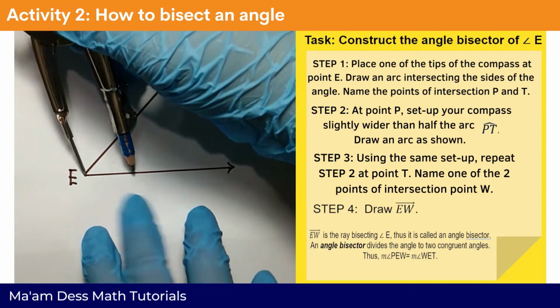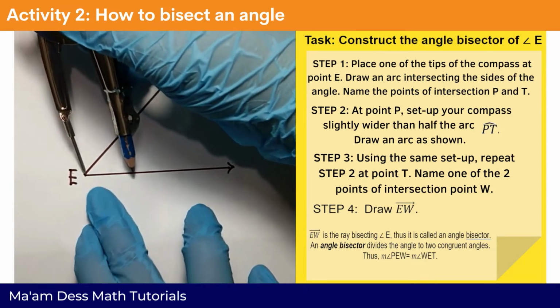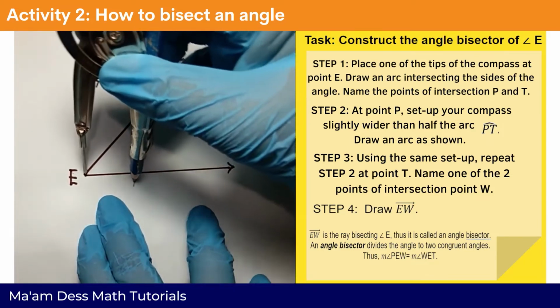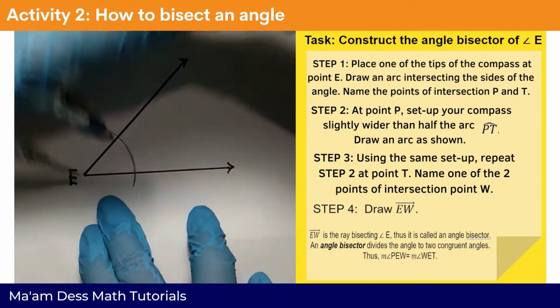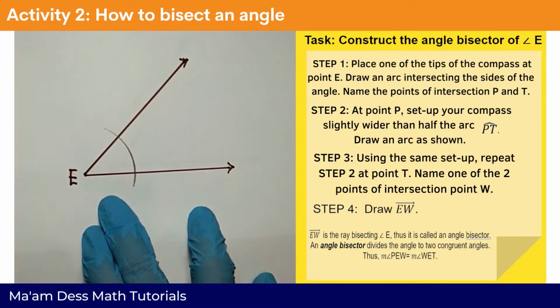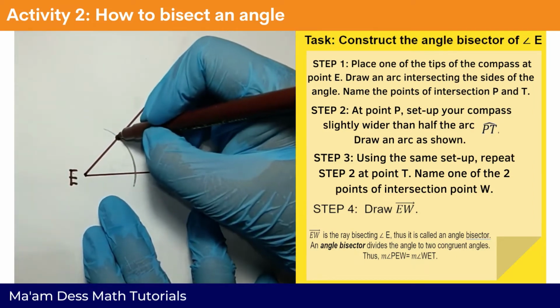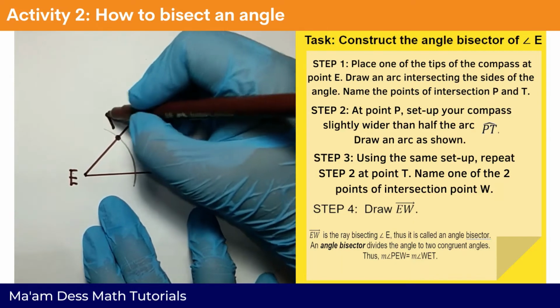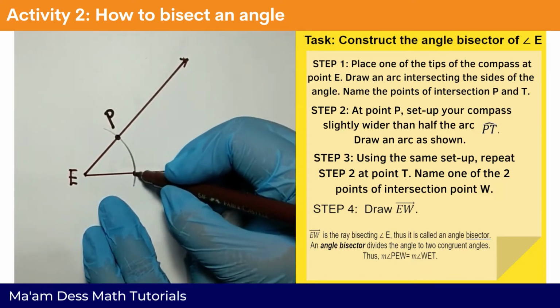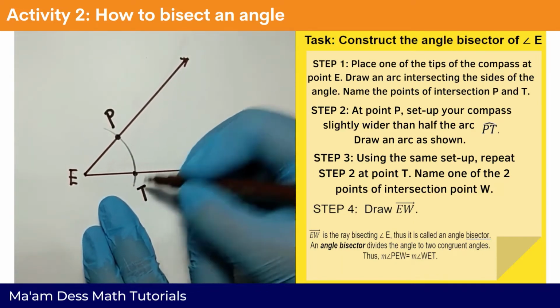Then point it at the vertex E and then make an arc. Okay. So label the points of intersection of the sides and the arc. So label it with point P. And this one is point T.